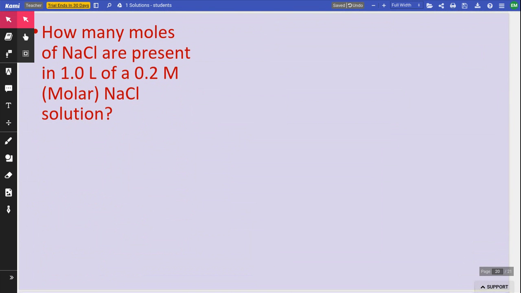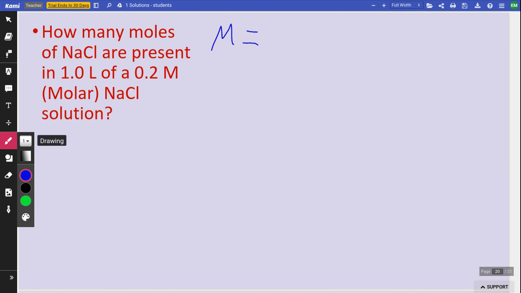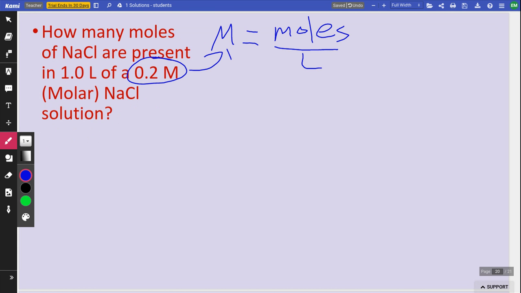Our next one. How many moles of NaCl are present in 1 liter of a 0.2 molar NaCl solution? And molar is just another way of saying molarity. So remember, molarity, it's about moles over liters, or moles over volume. In this case, they give us the molarity and they give us the volume. They're asking us the moles. So that's what we're going to solve for.